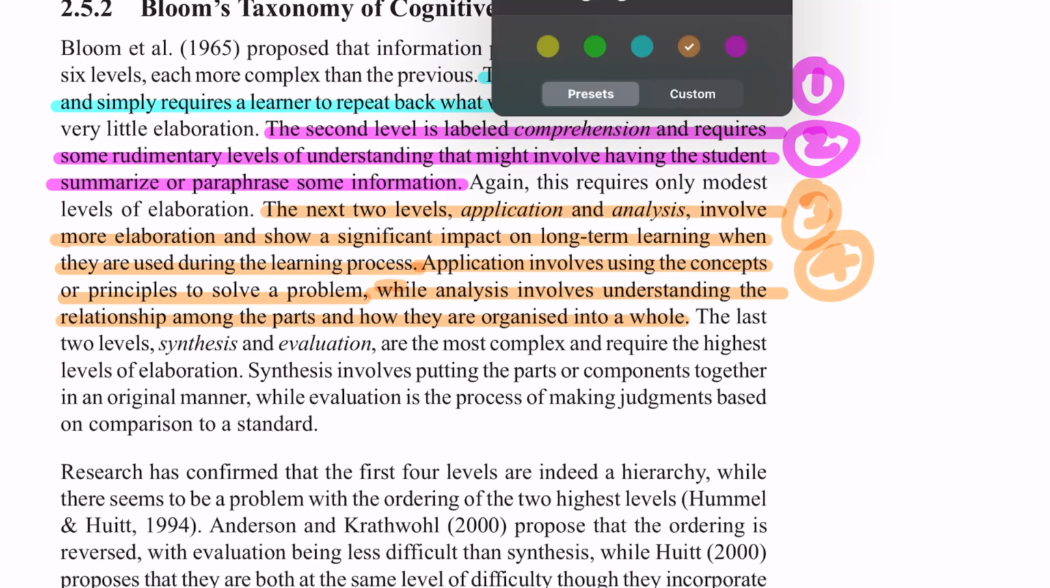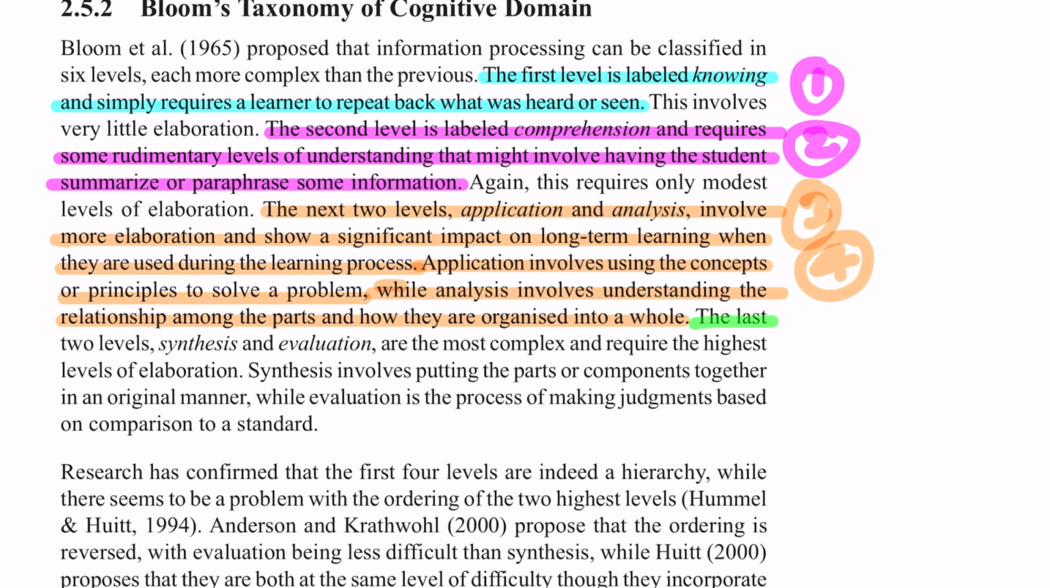Now the next ones, the last two levels, are synthesis and evaluation, which are the most complex and require the highest level of elaboration. Synthesis means synthesizing whatever information you have, what you got from the environment, and how you assimilate that, understand that, synthesize that, and make your own understanding. That is synthesis. And evaluation is evaluating what you have done.